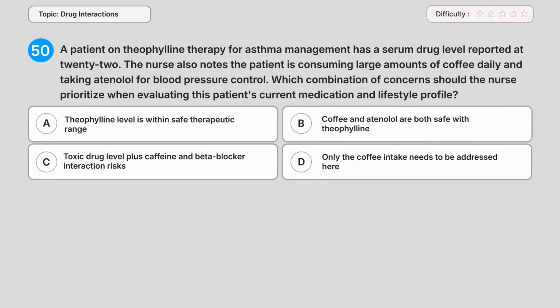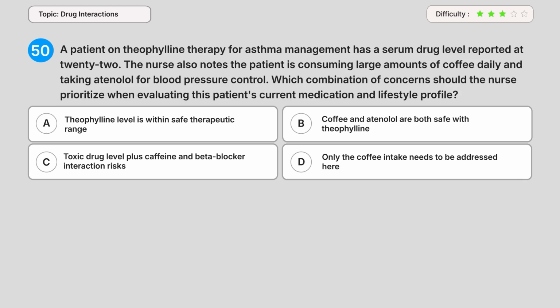50. A patient on theophylline therapy for asthma management has a serum drug level reported at 22. The nurse also notes the patient is consuming large amounts of coffee daily and taking atenolol for blood pressure control. Which combination of concerns should the nurse prioritize when evaluating this patient's current medication and lifestyle profile?